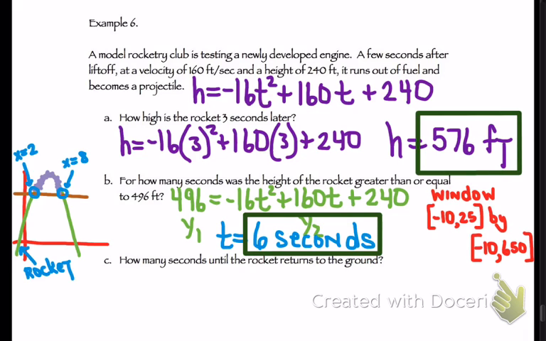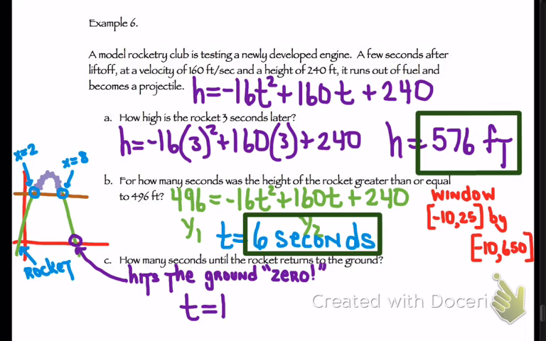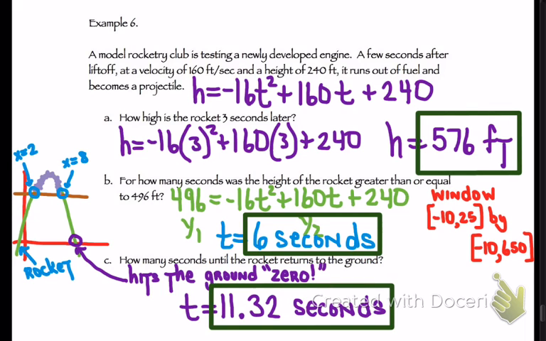Last one, letter C. How many seconds until the rocket returns to the ground? So that's where it hits the ground. Think, that is the 0 of your function. Do you remember how to find the 0 on your graphing calculator? Hopefully, you remembered. You're going to go to second trace, which is your calculate screen. Number 2 is the 0.